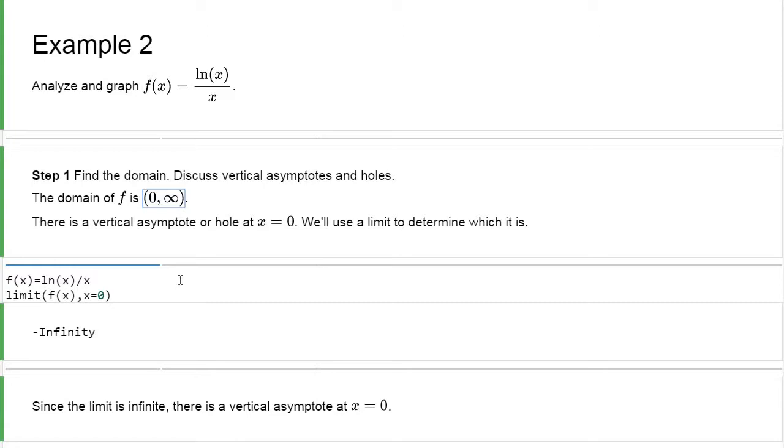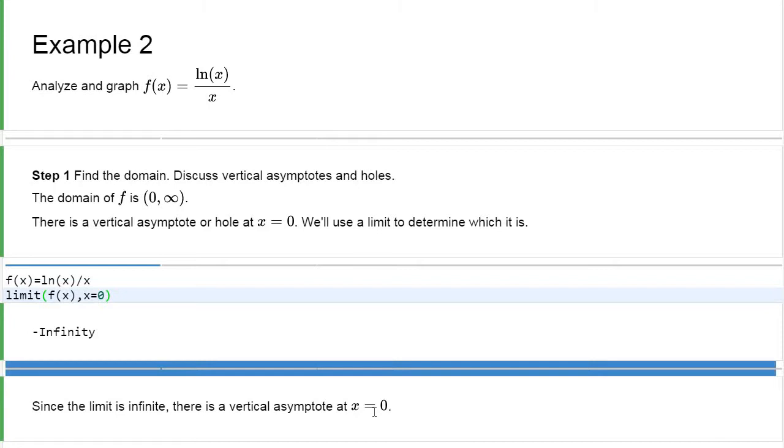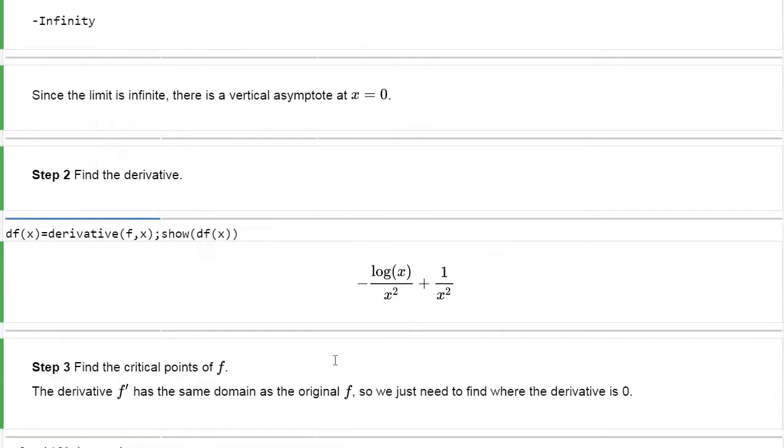There are no other vertical asymptotes or holes within the domain. There's just this boundary of the domain at 0. What happens there? Is it a hole or is it a vertical asymptote? You take the limit. As x approaches 0, we get minus infinity. That means it's a vertical asymptote. So, vertical asymptote at x equals 0.